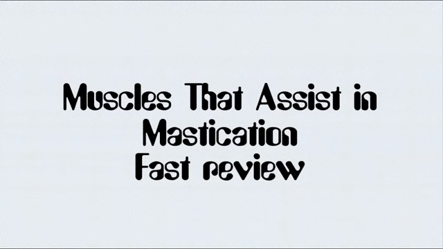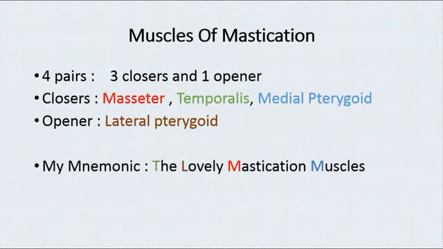Hey there, today we'll be discussing the muscles in mastication, and this is going to be a fast review of these muscles. Okay, let's start. You have four pairs, three of them are closers and one is an opener. The closers are masseter, temporalis and medial pterygoid. The opener is the lateral pterygoid.